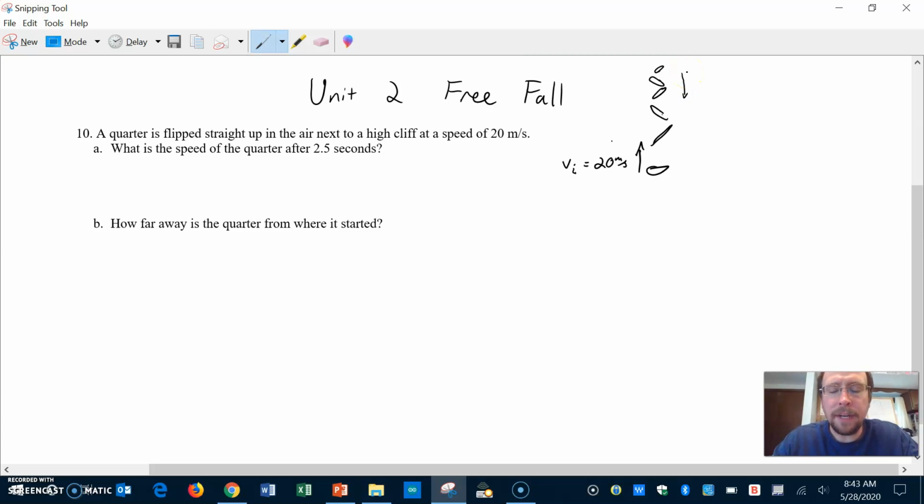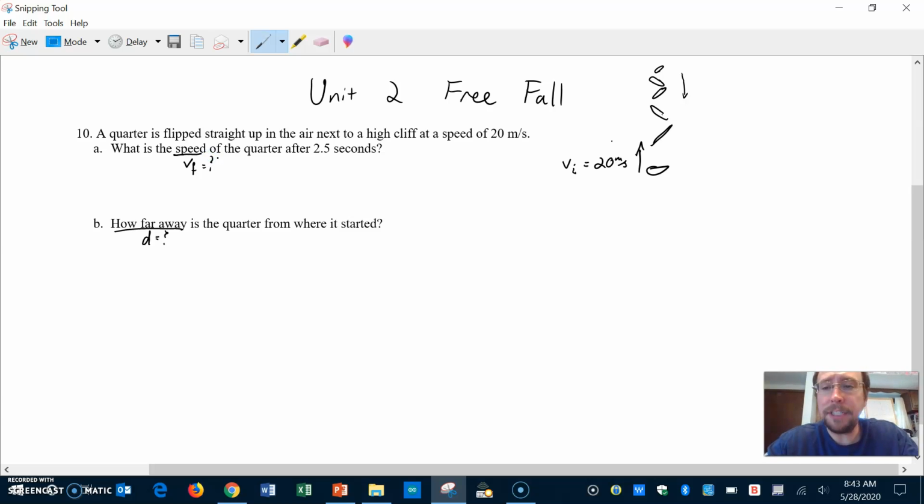But to figure out what speed it's going after 2.5 seconds and how far away, there's some key words here. Speed. They're looking for a speed after a certain amount of time. They're really looking for a final speed. And when they say how far away is the quarter, they're really looking for a distance. So these are two things that we got to solve.